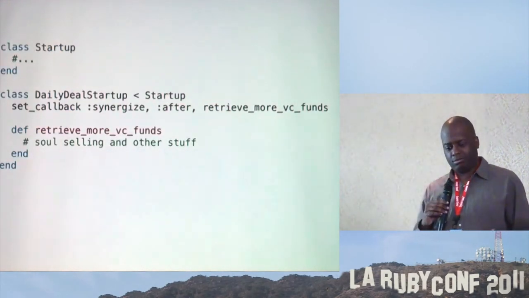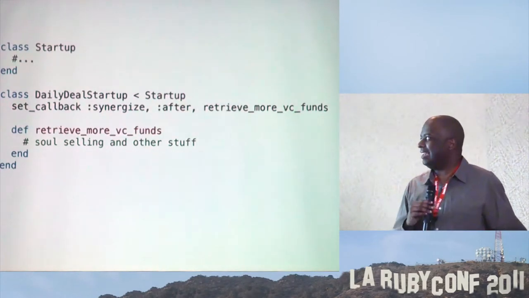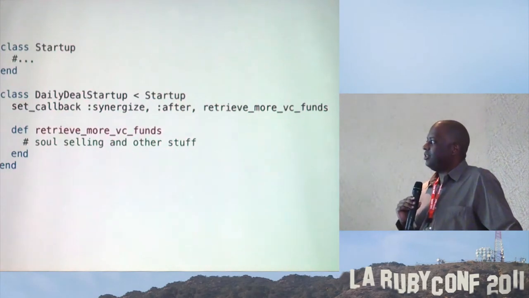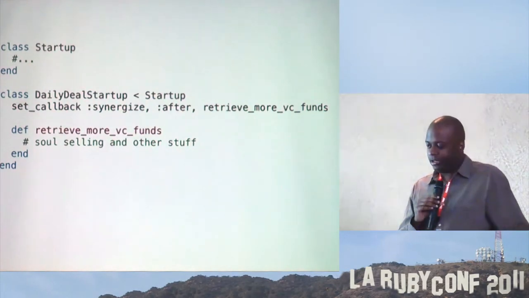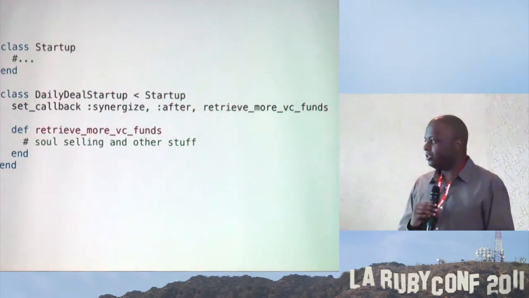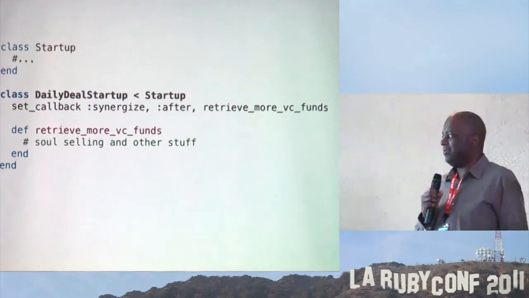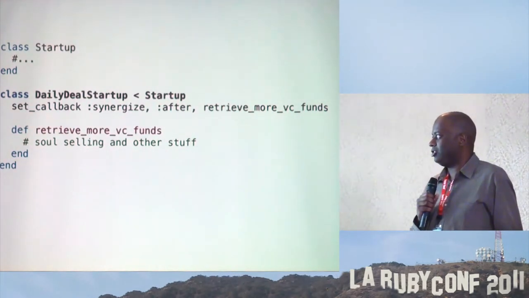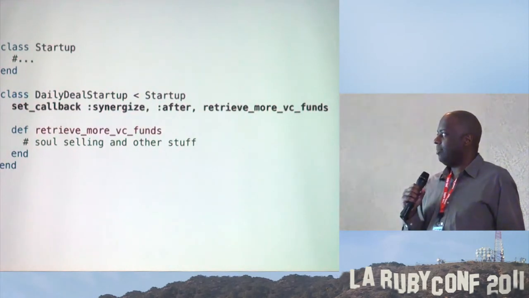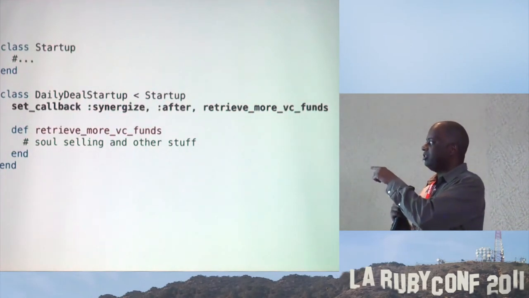Okay, now that we have our startup, let's make an instance of a daily deal startup. You might have heard this before. Now, after we synergize at a daily deal startup, we're going to retrieve more VC funds, because that's what we do. So let's go through this code. We have daily deal startup, and that inherits from startup, because it is a startup of some sort, less evil, I mean more evil. Then we send the callback to synergize, and then we say after we synergize, we retrieve more VC funds.